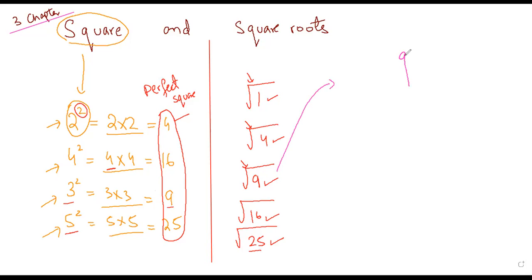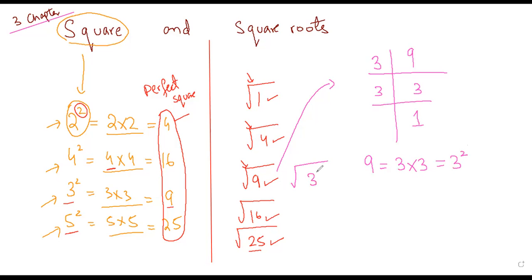सबसे पहले मैंने यहाँ पे 9 लिखा और मैंने यहाँ पे 9 की प्राइम फैक्टराइजेशन करनी है. So it would be 3, 3, and then 1. So this means that 9 is equal to 3 multiplied by 3, and I can write it as 3 squared. So square and square root can be cancelled and the answer is going to be 3. So the square root of 9 is 3.